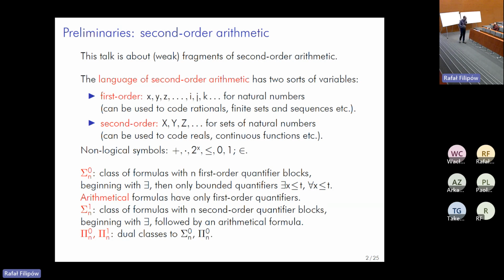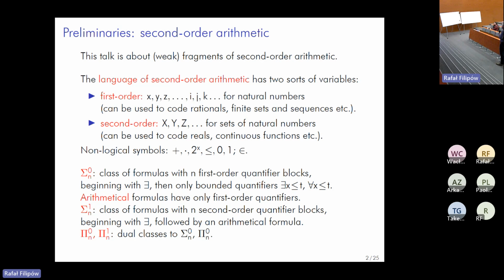So second-order arithmetic and its fragments, those are axiomatic theories formulated in a two-sorted first-order language. There's one sort of variables for natural numbers. We use lowercase letters for them. And there is a second kind of variables. Those are the second-order variables. We use capitals for those. And those are intended to stand for sets of natural numbers.